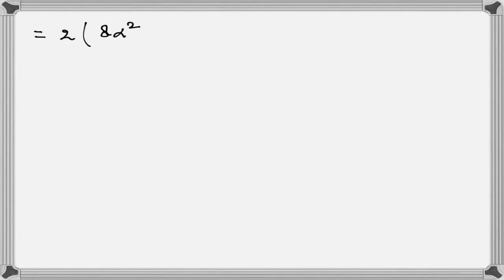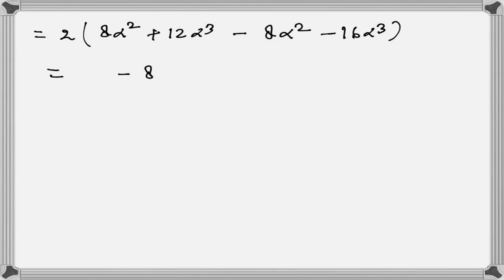Okay, so this is nothing but 8 alpha square plus 12 alpha cube minus 8 alpha square minus 16 alpha cube. Okay, and this is equals to 8 alpha square will be knocked out, so this is equals to minus 8 alpha cube. So the determinant of A is equals to minus 8 alpha cube.